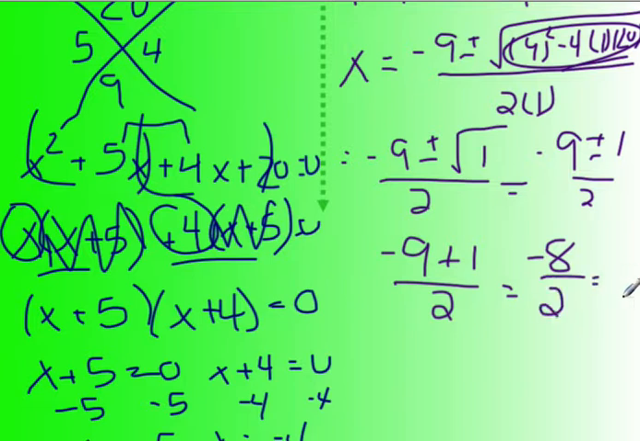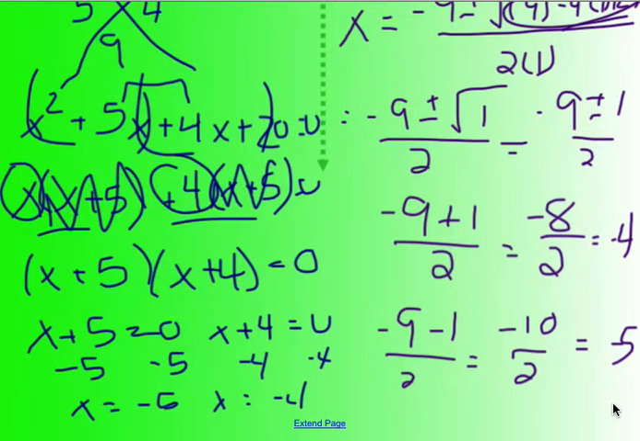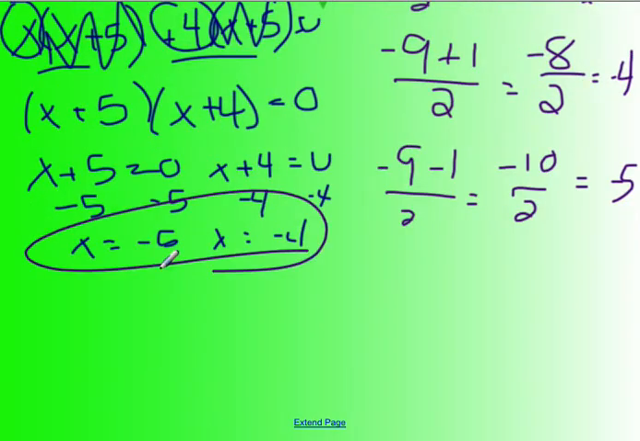Negative 8 divided by 2 is negative 4. Then I'm going to do negative 9 minus 1, and then divide that by 2. Negative 10 divided by 2 is negative 5. So I got negative 4 and negative 5 as both of my answers, which means they both work. Both methods work.